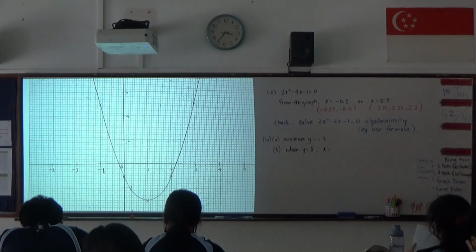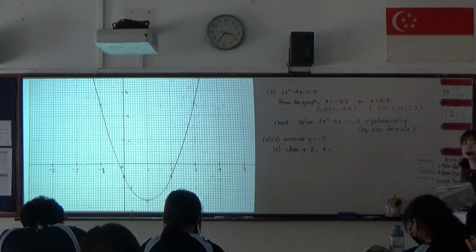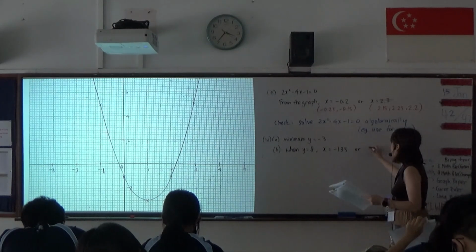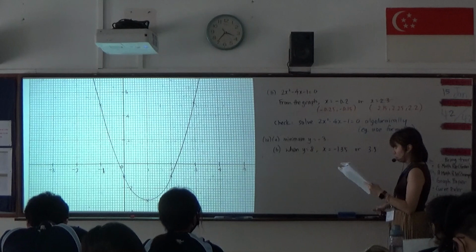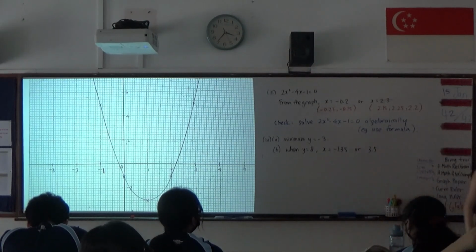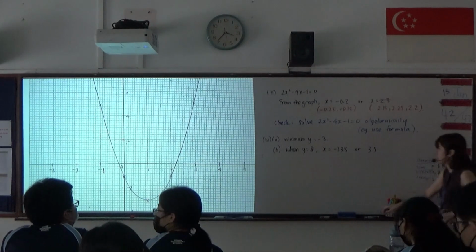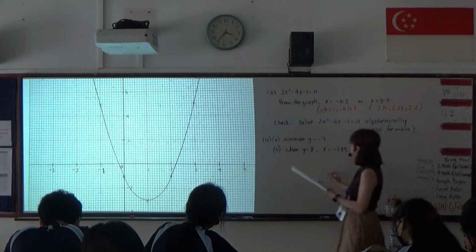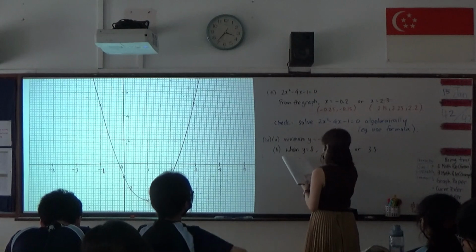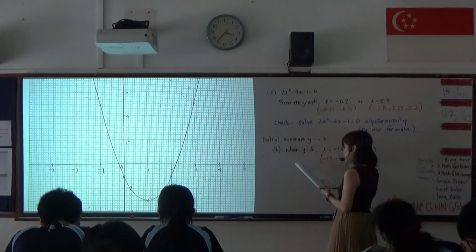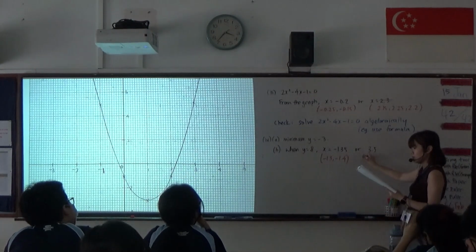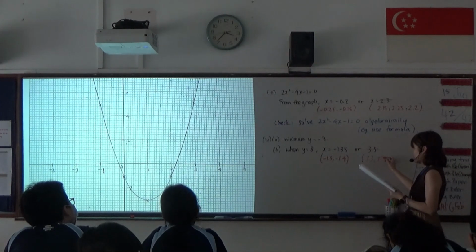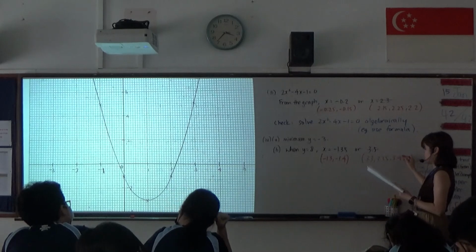Negative 1.35, and 3.5. I think 3.5 is a little bit far. I would accept negative 1.3, negative 1.4, and negative 1.35. Otherwise, I will accept 3.3, 3.35, and 3.4.